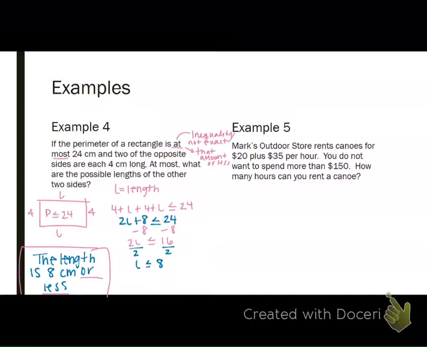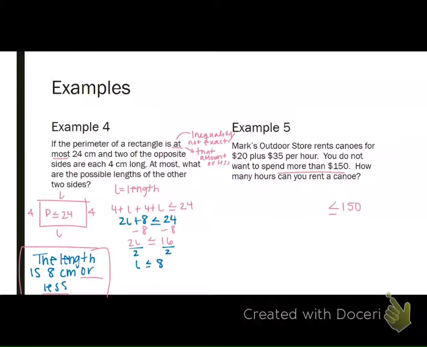Okay, Mark's Outdoor Store rents canoes for $20 plus $35 per hour. You do not want to spend more than $150. How many hours can you rent a canoe? So you do not want to spend more than $150. What does that mean? Is it that amount or less? Yes, are you getting that amount or less when you hear this? You have $150, so you can spend that amount or less. So we need to spend less than or equal to $150.